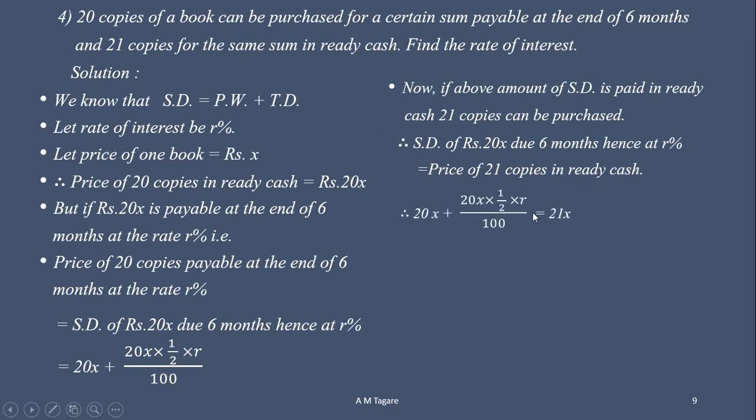So when we substitute these values, the sum due of 20x due 6 months hence at R% is 20x plus 20x into half into R upon 100. We have calculated this value here. It is equal to the price of 21 copies, which is 21x. We equate these two. Now we transfer this 20x to this side. So we get 20x into 1 by 2 into R upon 100 is equal to 21x minus 20x. This subtraction gives x. So we get 20x into 1 by 2 into R upon 100 is equal to x.